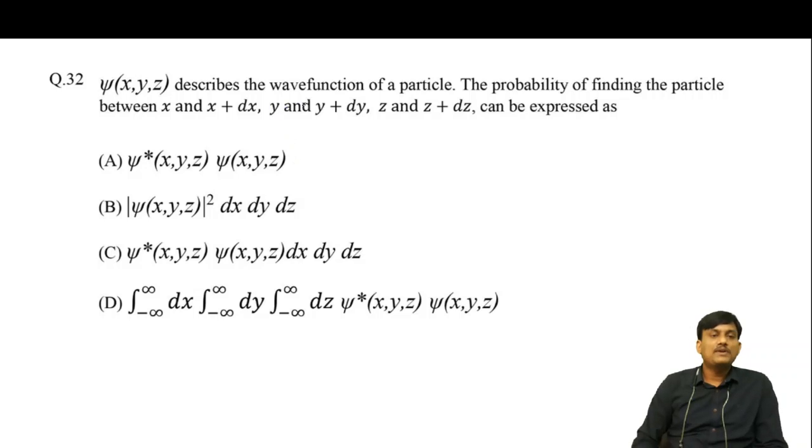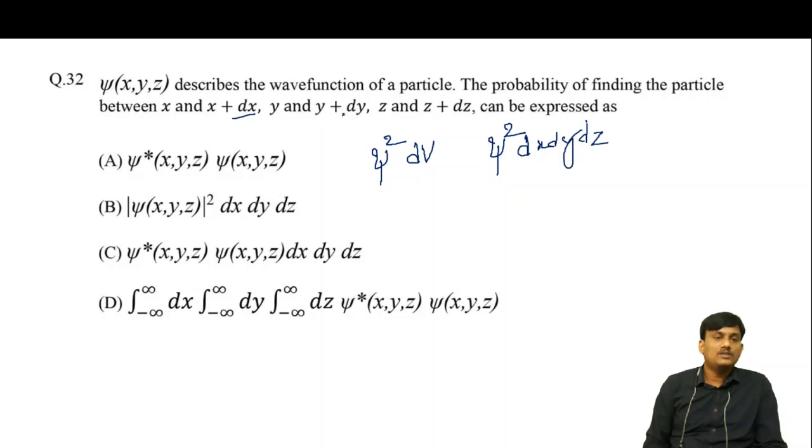Okay, here a wave function is given. The probability of finding the particle between x and x plus dx, y and y plus dy, z and z plus dz can be expressed as. We know that the probability to find a particle is psi square into the volume element, that is dV. Here dV is dx dy dz, the volume element.